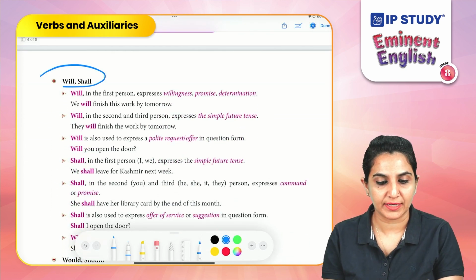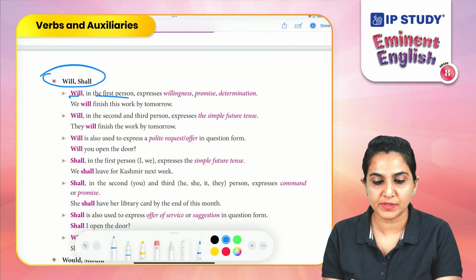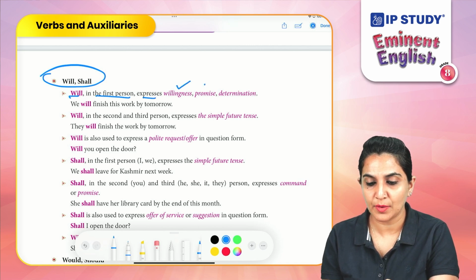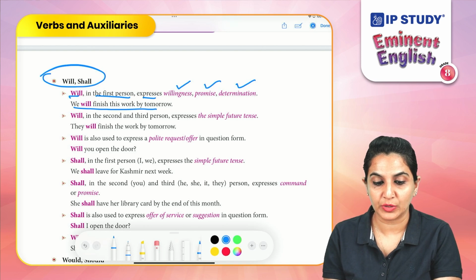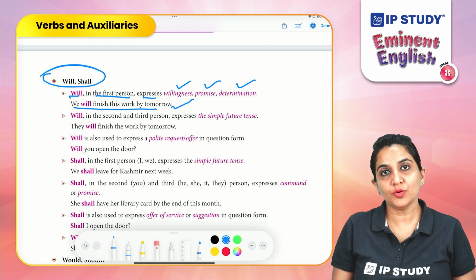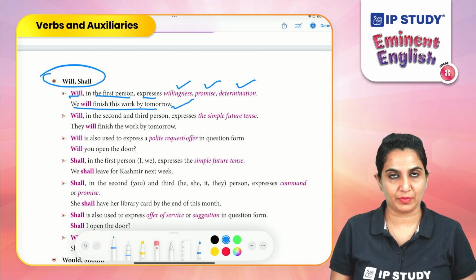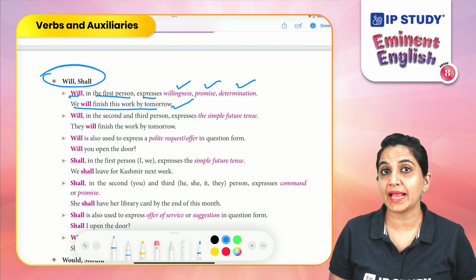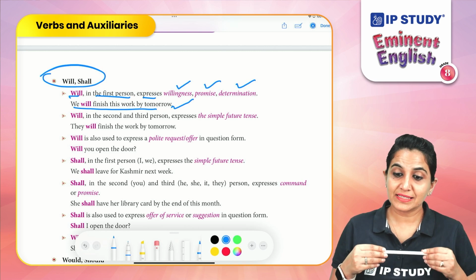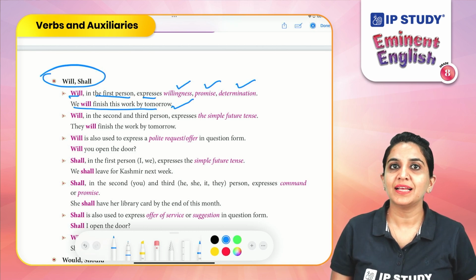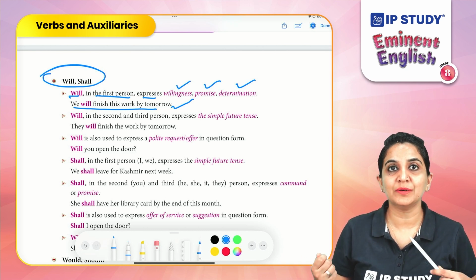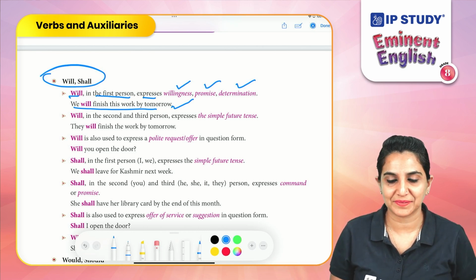Will and shall. Will in the first person expresses willingness, promise, determination. We will finish this work by tomorrow. So, this is a determination to do something. Sometimes you make a promise: I will not repeat this mistake again. That's a promise. Sometimes it is a willingness to do something. For example, I will achieve good results in the board exams this year.